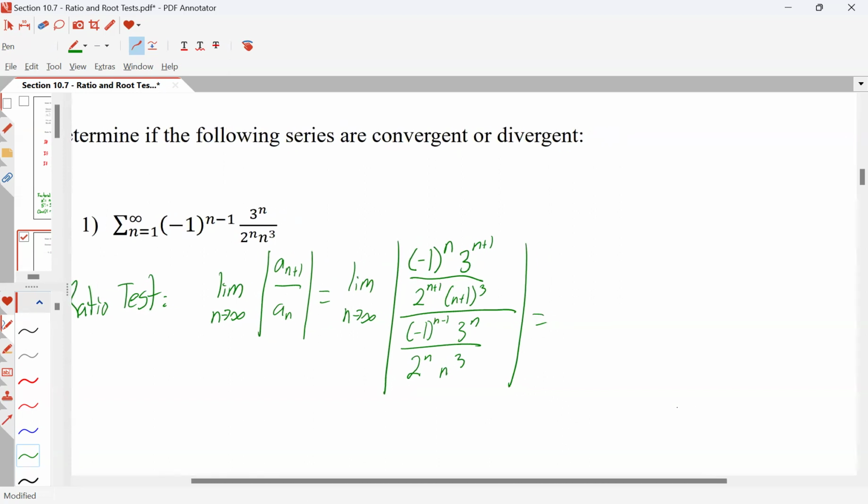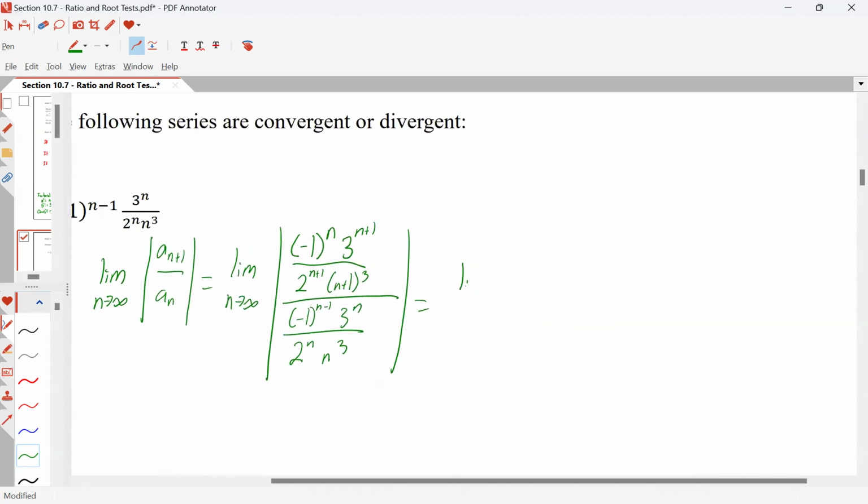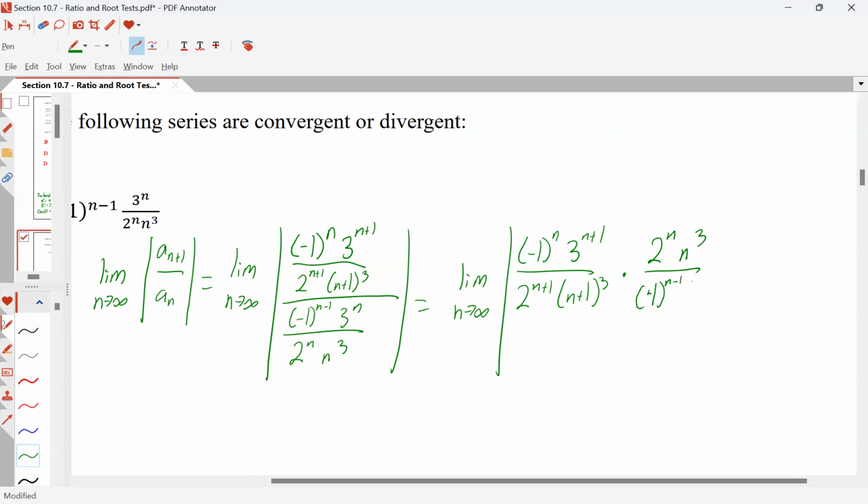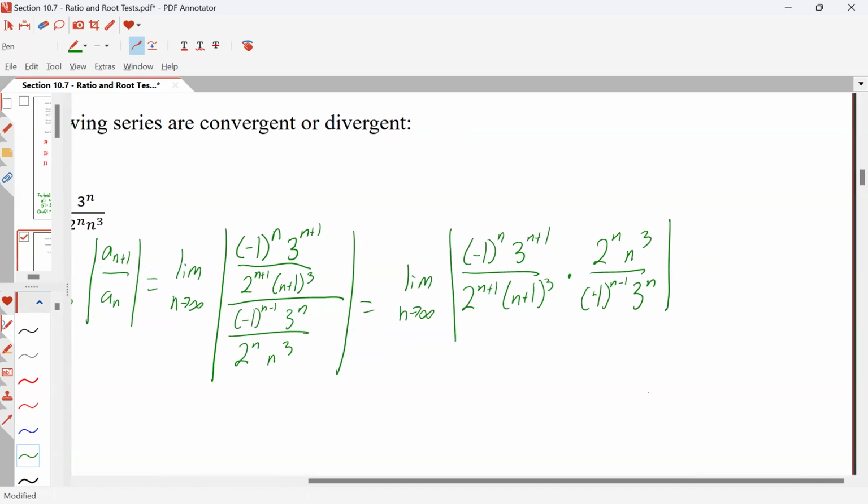Keep, change, flip gives us the limit as n goes to infinity of -1 to the n times 3 to the n plus 1 over 2 to the n plus 1, n plus 1 cubed, times 2 to the n cubed over -1 to the n minus 1, 3 to the n. Things cancel very nicely here.